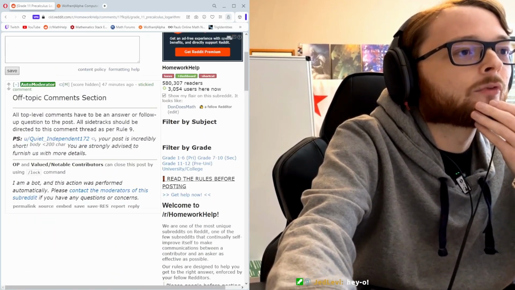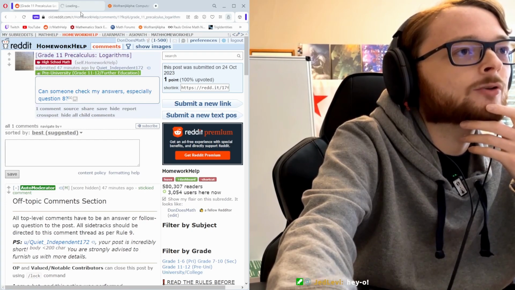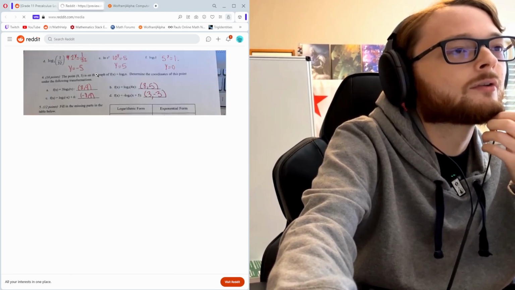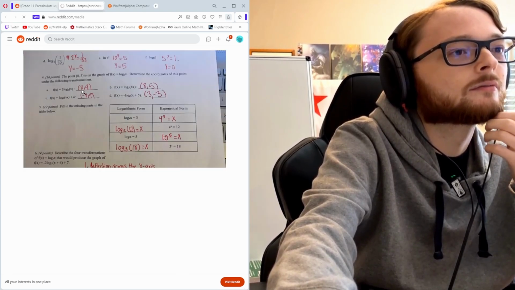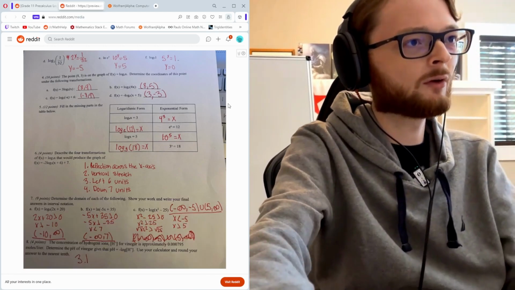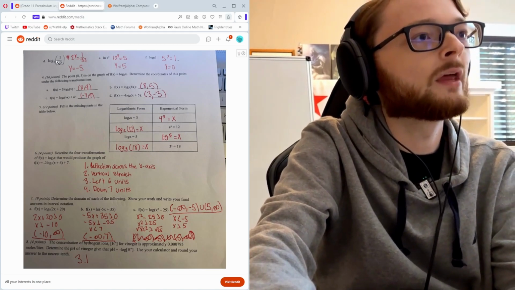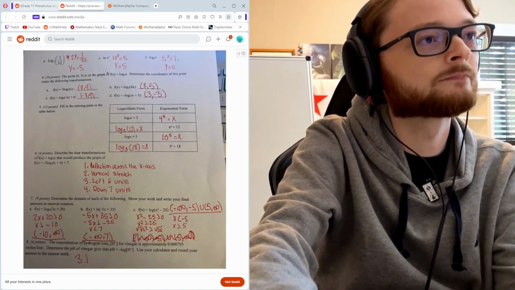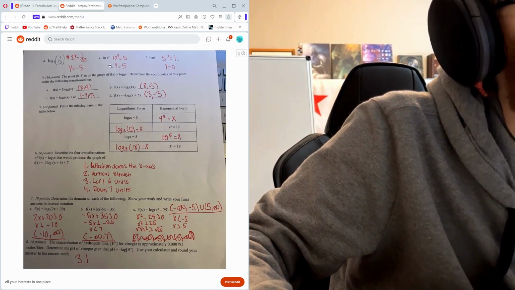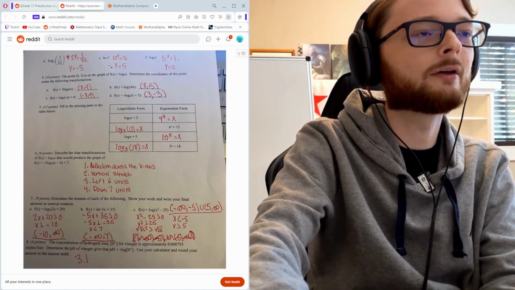Recalc logarithms. No one's answered it. They want someone to check their answers, especially number 8. Okay. There's a lot of questions here, but I think a lot of these are going to be quick. 1 over 32, they get -5. That looks perfect. That's ln e to the 5th. It is 5. I don't know if their work is right.